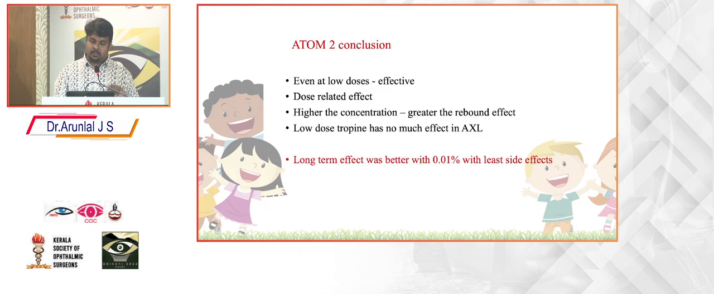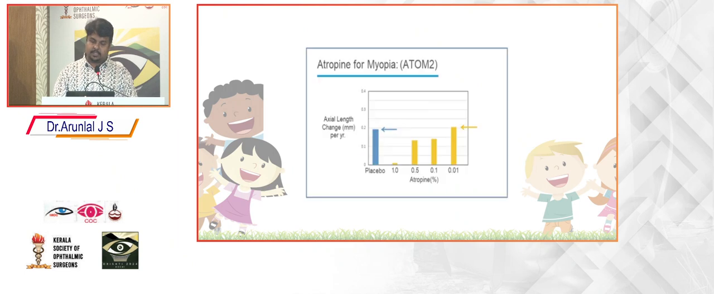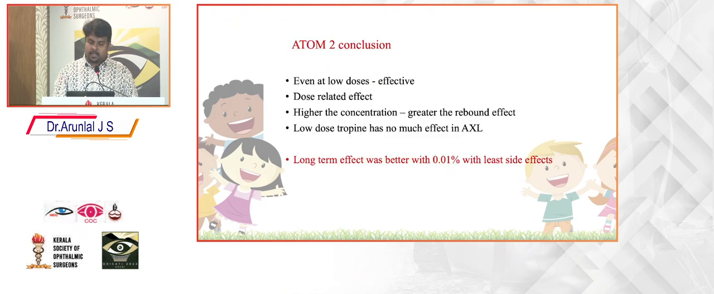So, low dose atropine is effective, but in a dose dependent manner, and the effect is more on the refractive status rather than the axial length change, because in this graph we can see even though the refractive change was significant with all of the 3 drops, in the low dose atropine 0.01% group, the axial length change was not much significant. So, ATOM-2 concludes that the long-term effect was better with 0.01% with the least side effects, but it has not much effect on the axial length change.